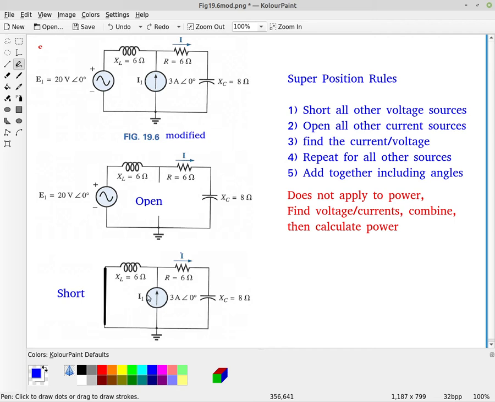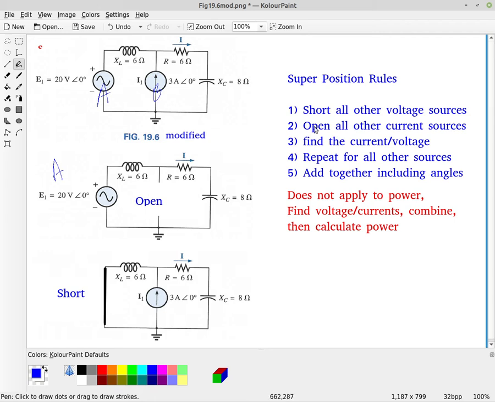and I'm going to find first the current through this particular resistor due to this voltage source, and then the current through that same 6 ohm resistor, but I'm going to ignore the first source and look at the second source, which in this particular case is a current source. So the rule is that you pick the source that you're going to do. Call it source A and source B.